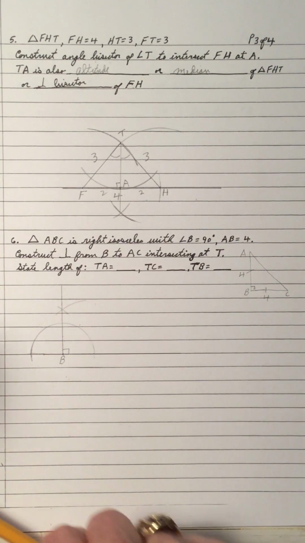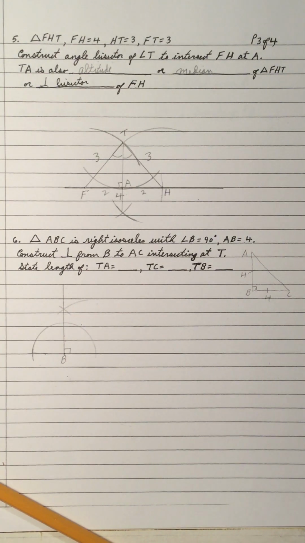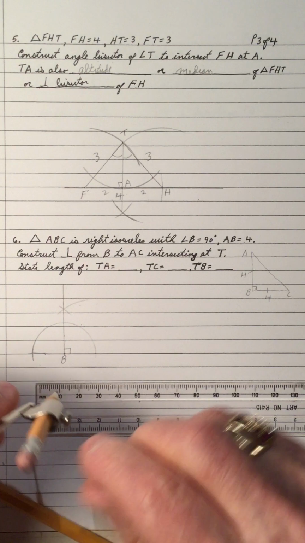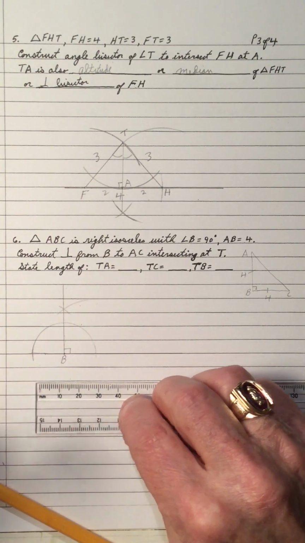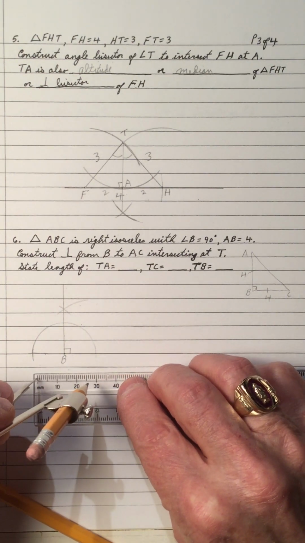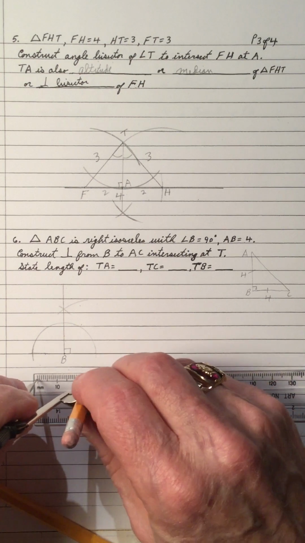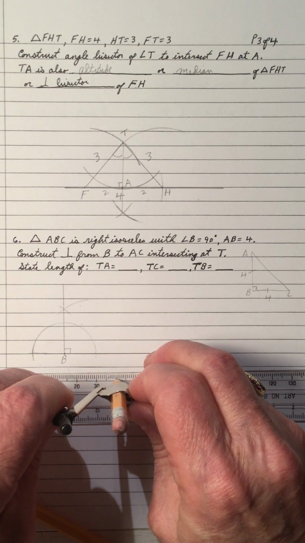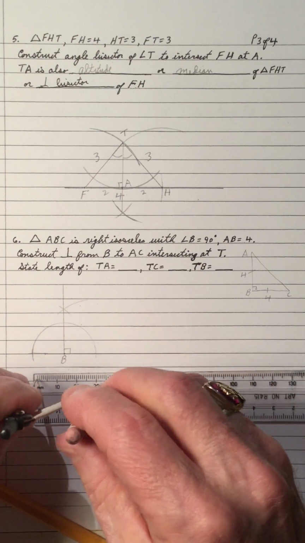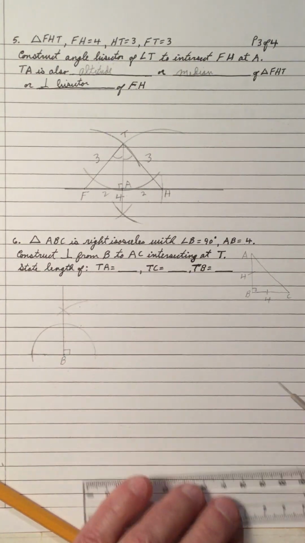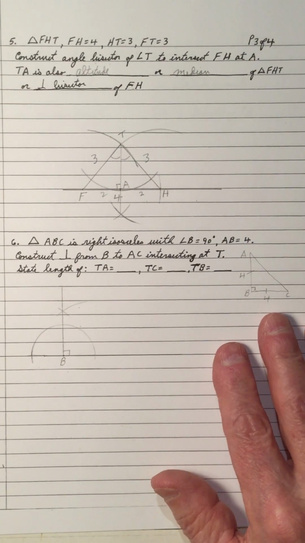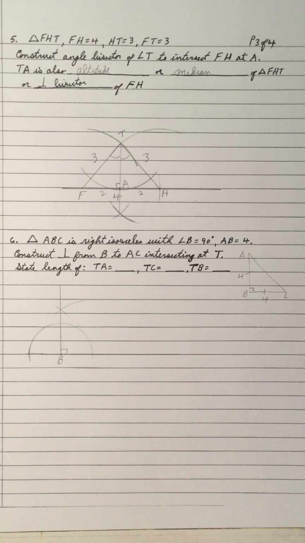So I have to mark off 4 centimeters. I take my ruler and mark off 4 centimeters. Put it here so hopefully you can see it. There it is. There's 40 millimeters, which is 4 centimeters. So I move my ruler. Now, keep it steady.